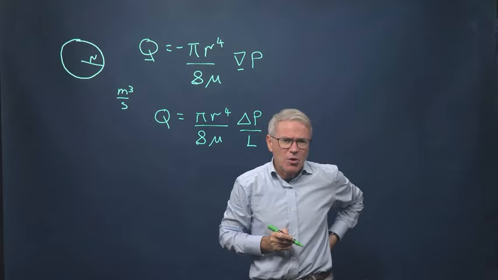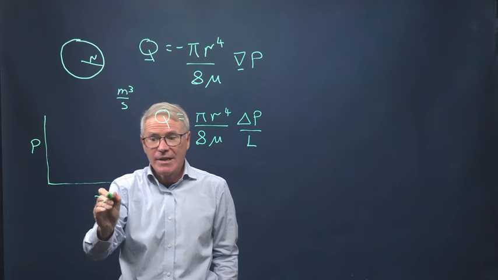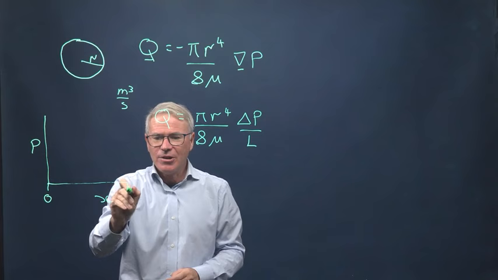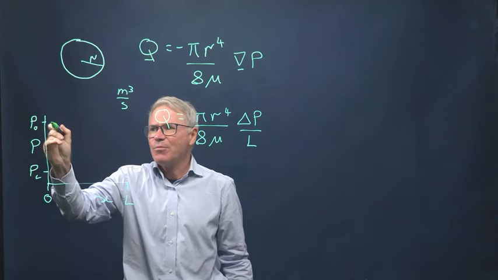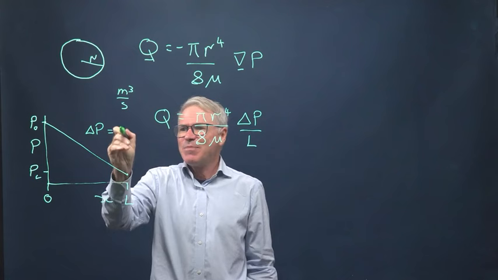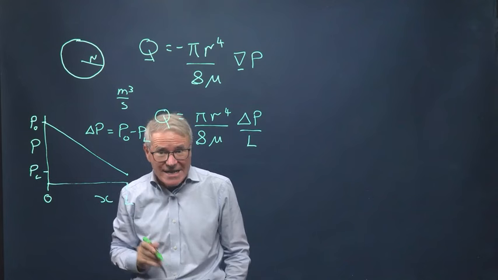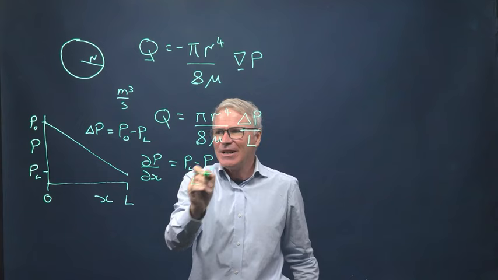Now, at this point, sometimes people say, what happened to the minus sign? So let's be clear about this, because sometimes it does cause some problems. Imagine this is pressure and this is length. And zero is where I inject fluid, and L is where I produce the fluid. The pressure at zero is here, and the pressure at L is here. Flow goes from high to low pressure. Delta P is defined simply to be a positive quantity, so it's P0 minus PL. The pressure gradient, dp by dx, is PL minus P0 over L, which is minus delta P over L.